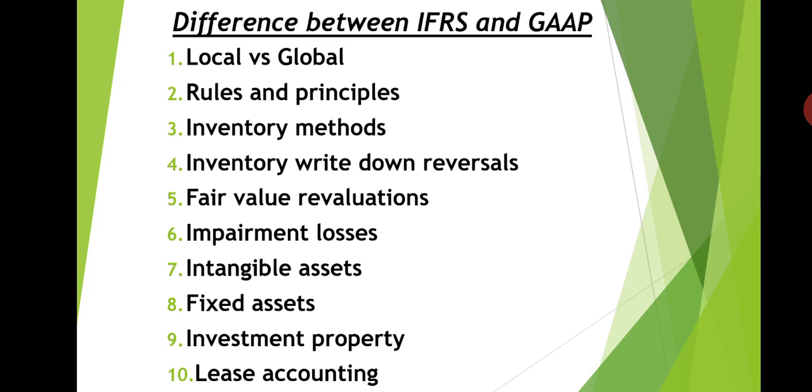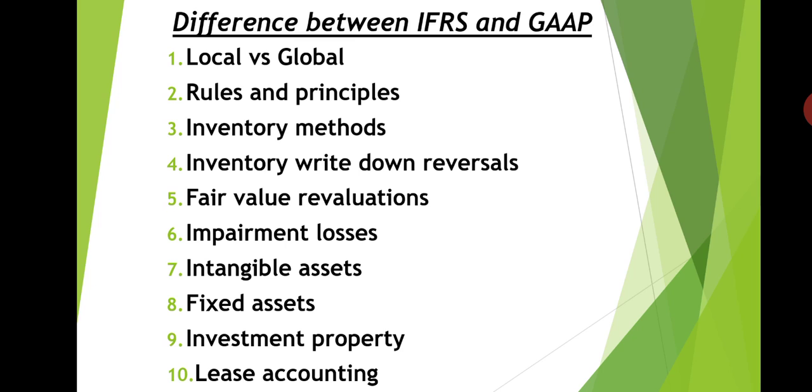That is, IFRS is used in more than 110 countries. That is global. IFRS is used globally around the world, right? But GAAP is used only in the United States. That is local, or it is called local because only the United States is using GAAP.